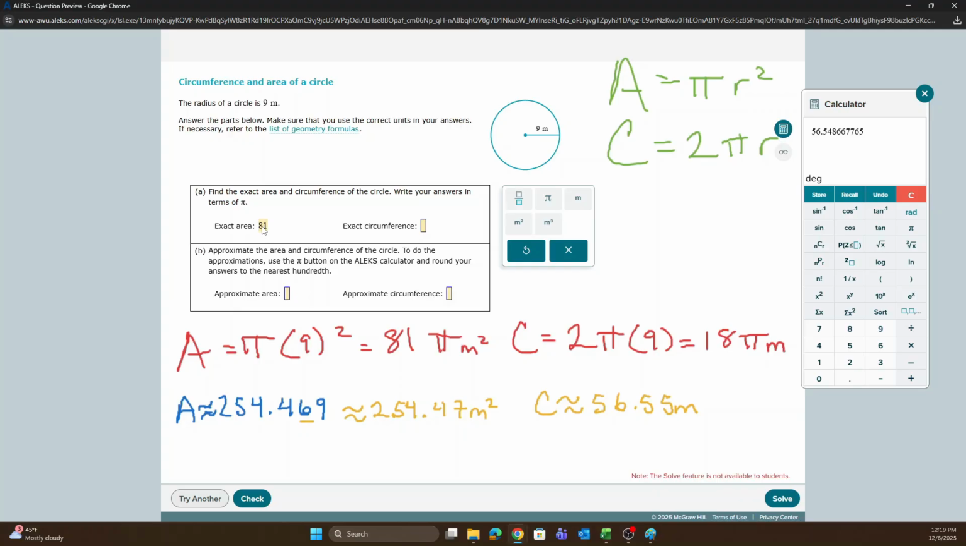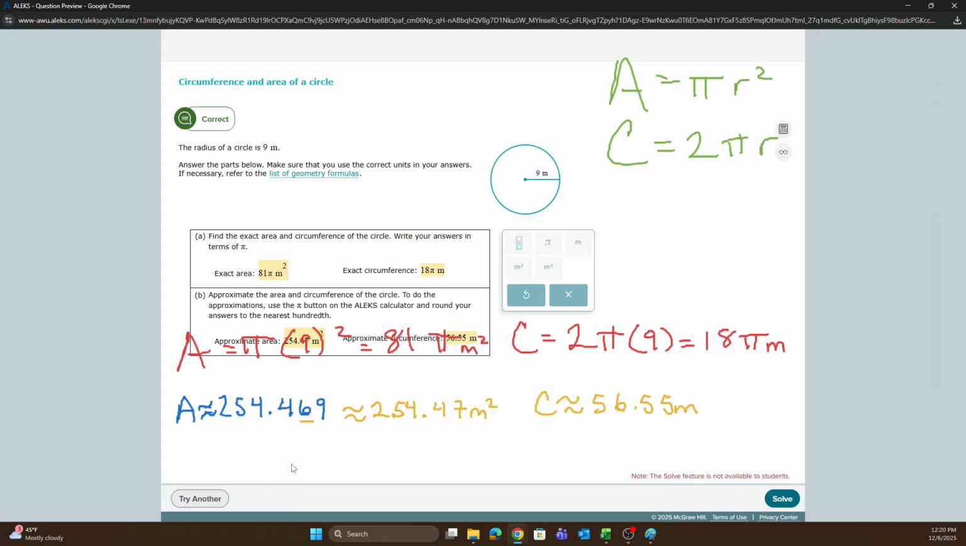So we have 81 pi here, we have 18 pi there. The approximate area we got was 254.47 meters. We should include our meter squared. Meters squared, I said. 254.47 meters squared, 81 pi meters squared, 18 pi meters, and 56.55 meters. Here you can see the check shows that it's correct, and we can see that we did our problem correctly.